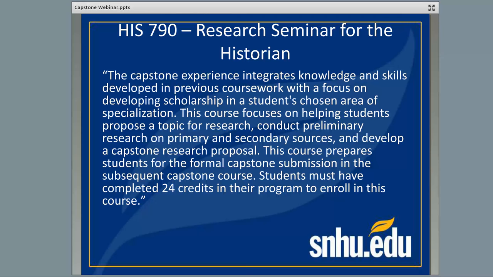This course focuses on helping students propose a topic for research, conduct preliminary research on primary and secondary sources, and develop a capstone research proposal. This course prepares students for the formal capstone submission in the subsequent capstone course. Students must have completed 24 credits in their program to enroll in this course.